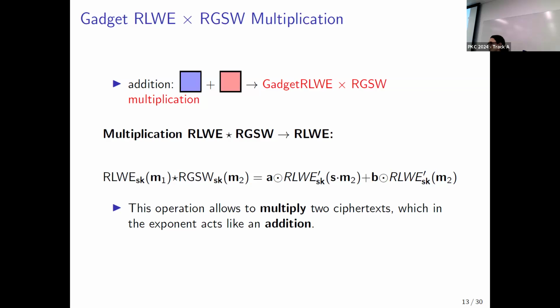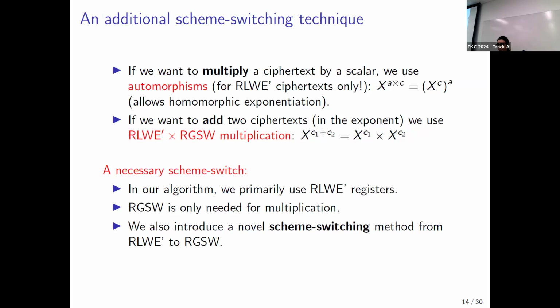And also note that in this talk, I'm not going to talk much about error growth, which is something really important for FHE, but the whole analysis of the error growth of these algorithms is in our paper, if anyone's interested. So this operation is important because it allows us to multiply two ciphertexts, which in the exponent, as I said before, will act like an addition.